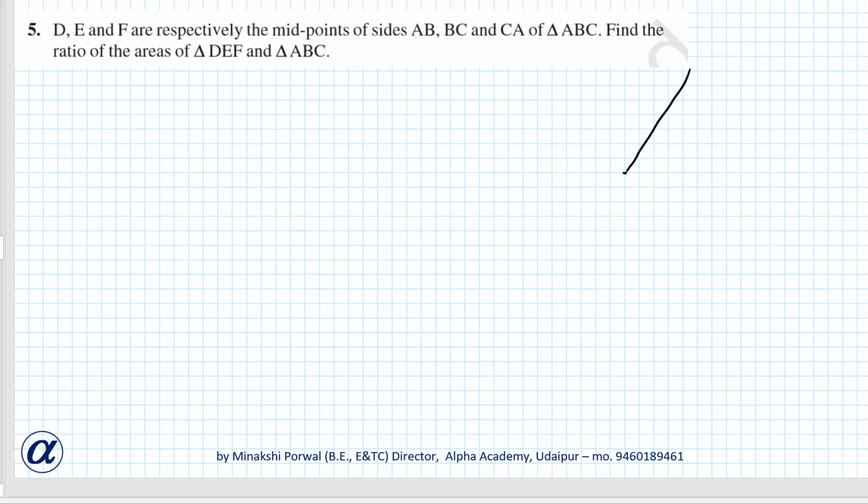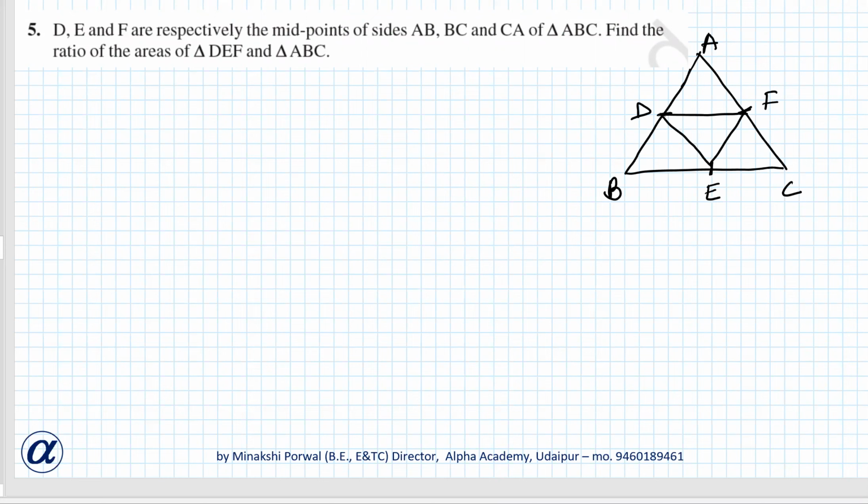So there is a triangle ABC. D, E, and F. So of side AB, it is D. D, E, and F. Okay. So find the ratio of areas of triangle DEF and ABC.